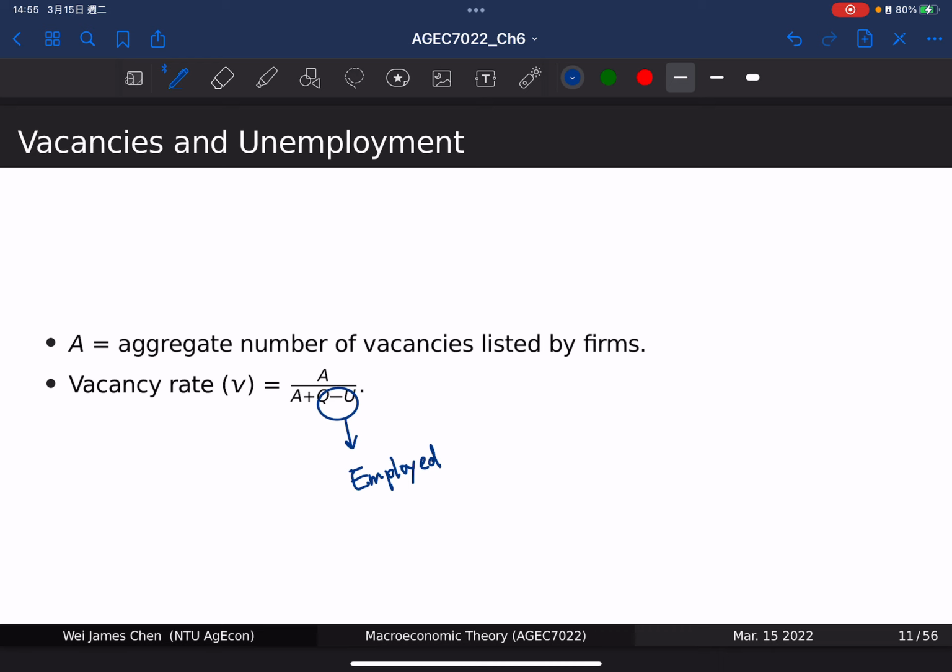So the number of vacancies out of the total number of jobs. That means basically the percentage of jobs that haven't been filled, right? And we define that as the vacancy rate.